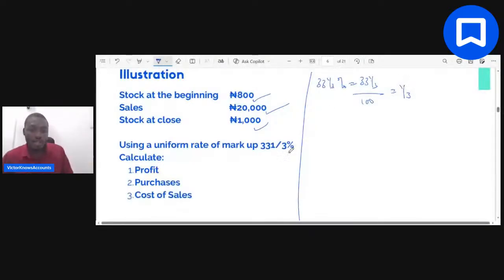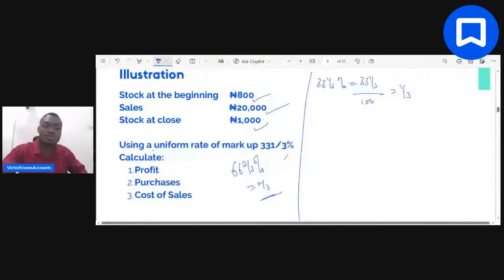66 2/3% is equal to 2/3. So in case you see something like that in your exam, don't overthink it once it's percent: 66 2/3% equals 2/3. Test it with your calculator. So if markup is 33 1/3%, that equals 1/3, and we have gotten that. Now it says stock at the beginning 800, sales and all of that. Using a uniform rate of markup of 33 1/3%, which I have explained to be 1/3, calculate these three things.